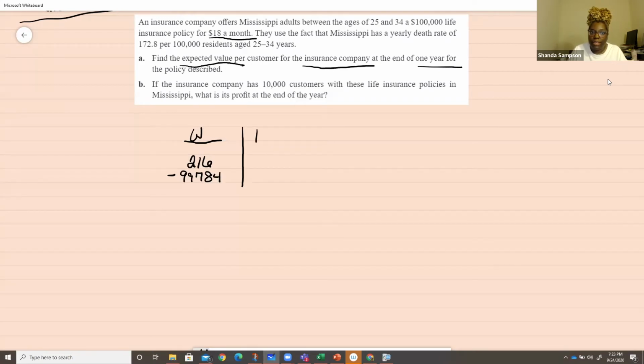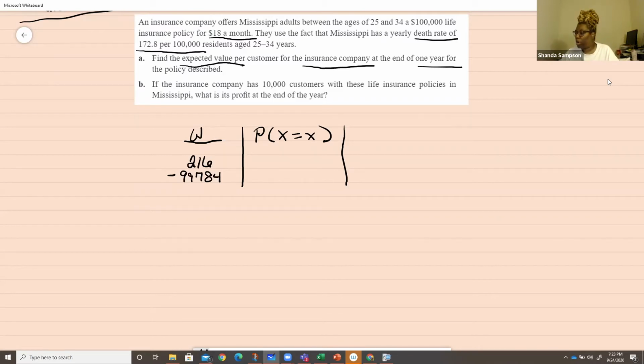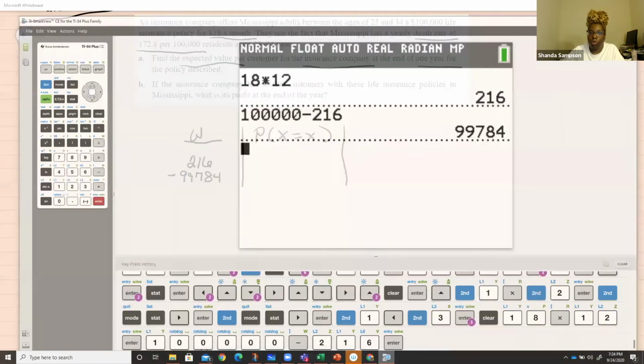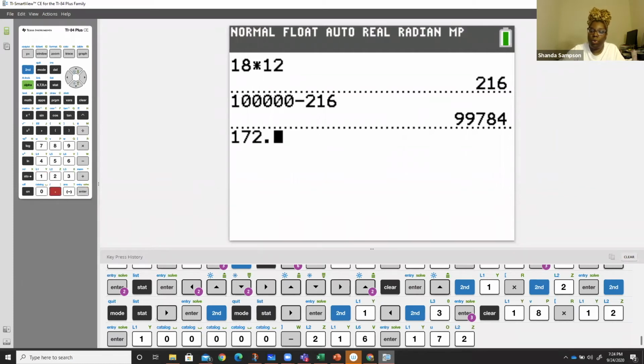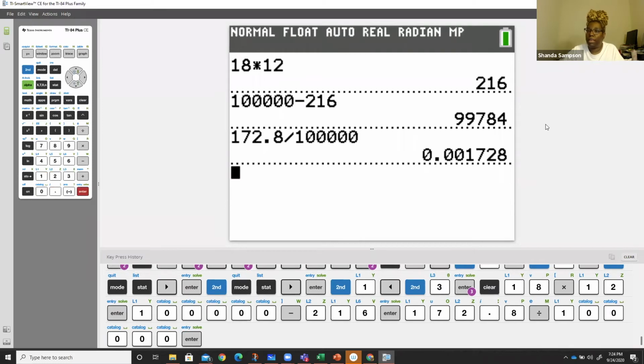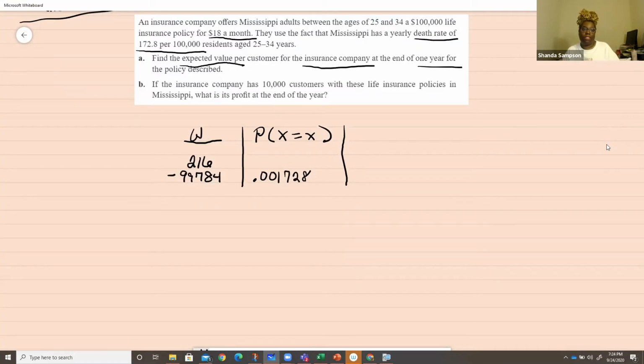$99,784. So the next thing is this probability of an X if it's a specific X value. Well, they said in the example that the death rate is 172.8 per 100,000. That's the death rate. So that's if they die. So let's change that over to something we can work with. So 172.8 divided by, I think, 100,000. So 0.001728. So they're going to have this loss this percentage of the time, because this is when they die, they get a negative, and this is the death rate.